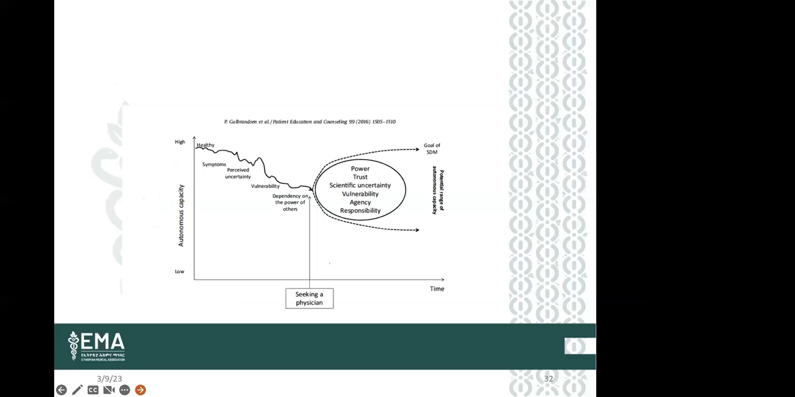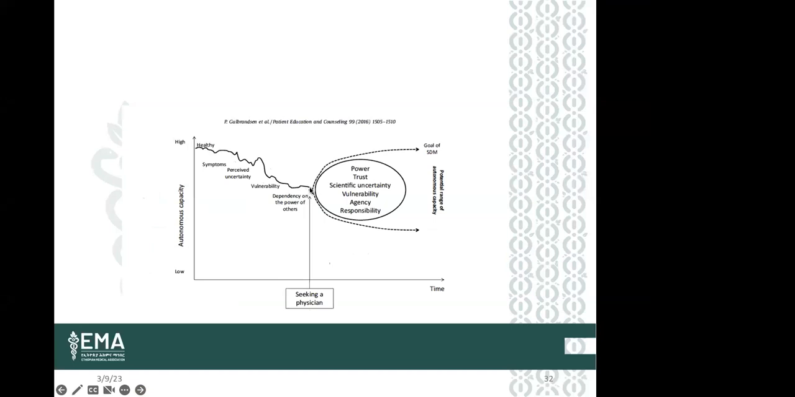So this is just a graph to show you that when the patient first comes to you, their autonomous capacity is very high when they are healthy. And when their health deteriorates from any disease, there could be symptoms, there could be perceived uncertainty, and they become vulnerable. This is where they will seek your help. So by the time they come to you, their autonomous capacity is quite low.